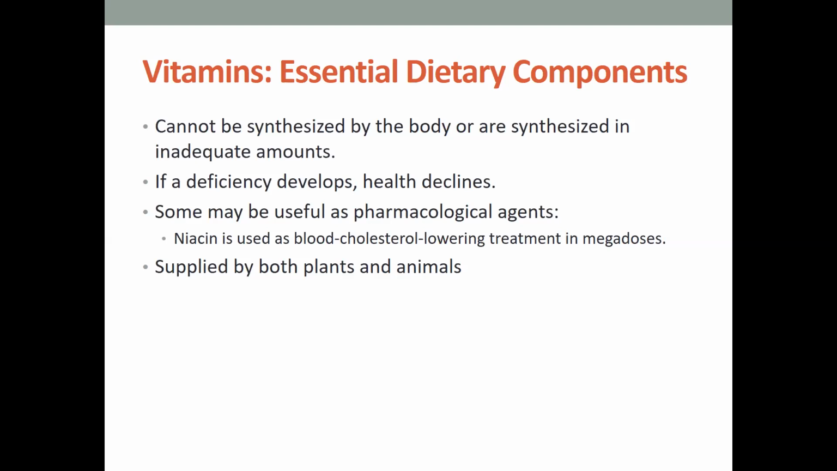Some of them are even used as pharmacological agents. An example of that is a B vitamin, a water-soluble vitamin called niacin. Some people take that under a doctor's order in high amounts because it helps. It works as a blood cholesterol lowering treatment, again in mega or high doses. And a lot of our vitamins you find in plants, which most people always think of fruits and vegetables, but some of our vitamins we also find from animal products.